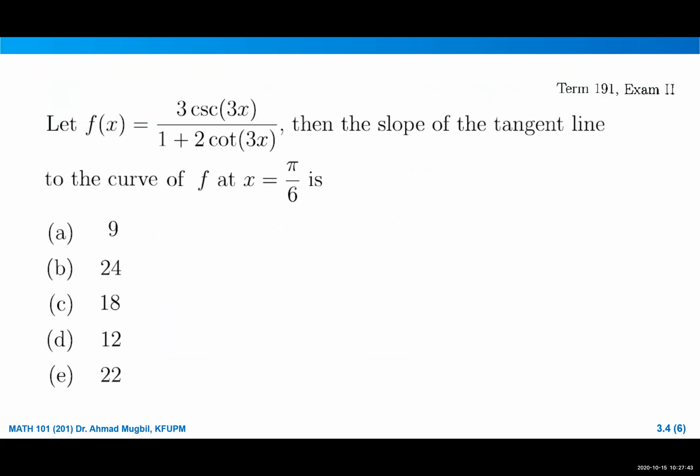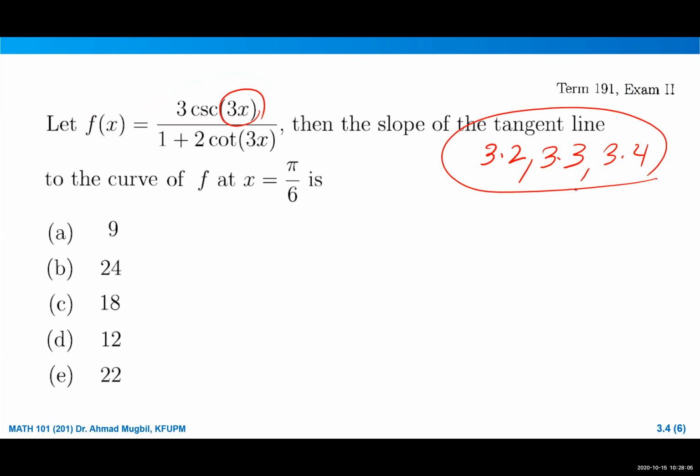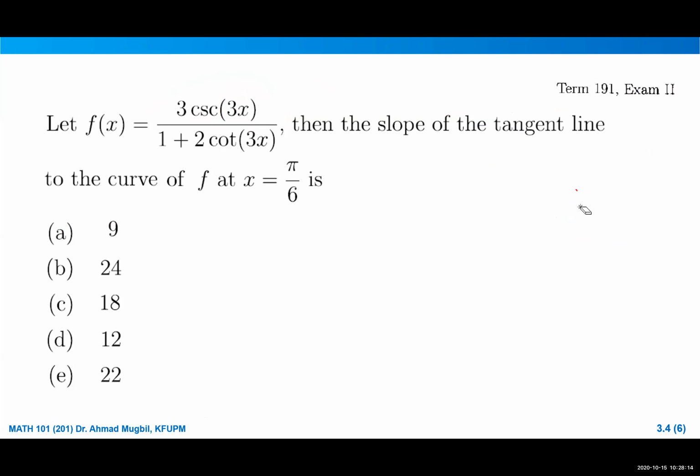This question, I have shown you this question in 3.2. I believe that this should be here, and this is 3.2 because we have the quotient rule. It is 3.3 because we have trigonometric functions, and it is 3.4 because we have a function of another function. So this question, I think it is better to be moved to section 3.4. I will do that in the future, inshallah. For now, I have shown you this in 3.3, I think.